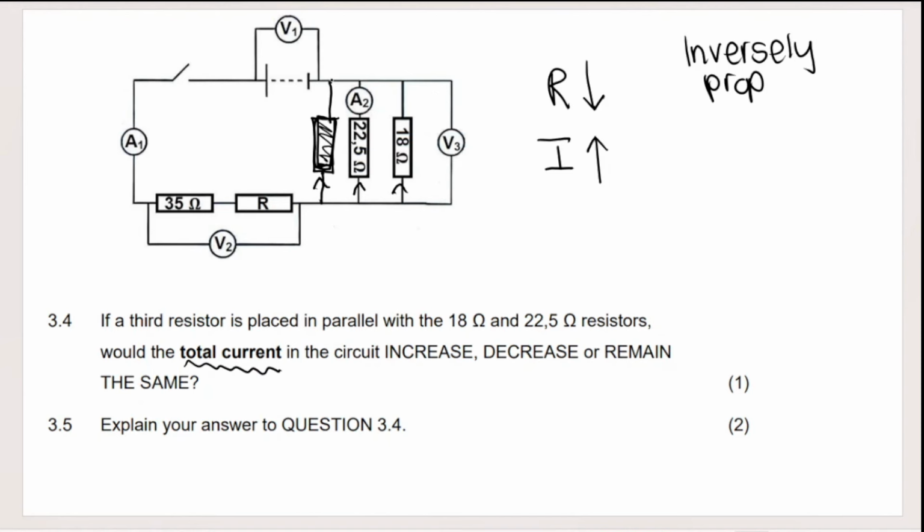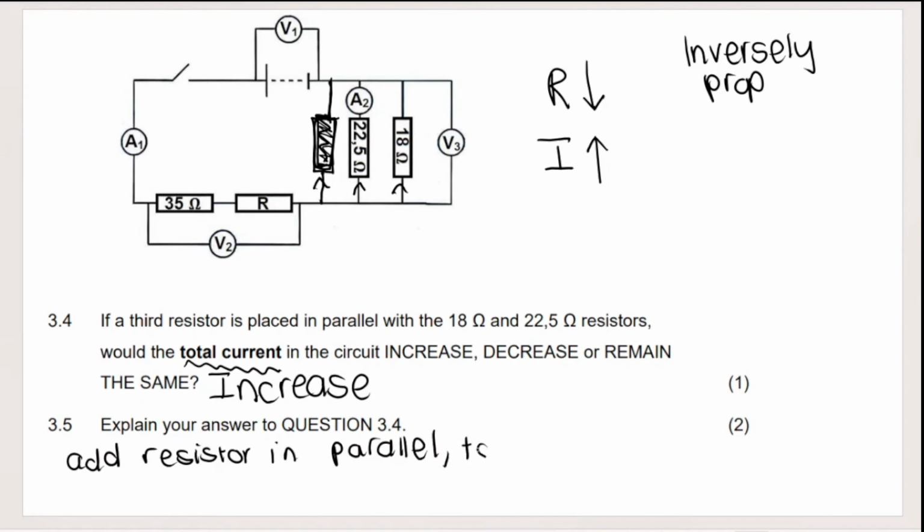So if I add another resistor, I'm adding another pathway. So resistance decreases. Total resistance decreases. And whatever resistance does, current does the opposite. So total current will increase. And your reason for this is if I add a resistor in parallel, total resistance of the circuit decreases. And the reason why is because current is inversely proportional to resistance. Or you can write it in words.